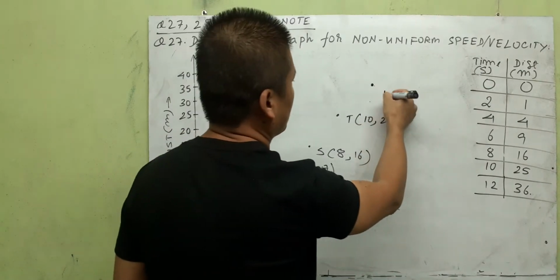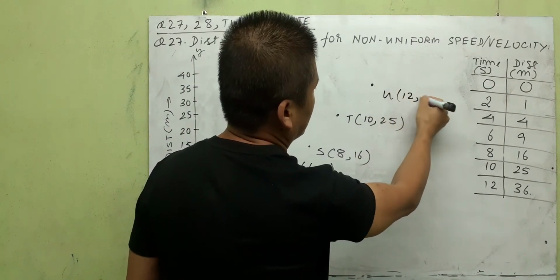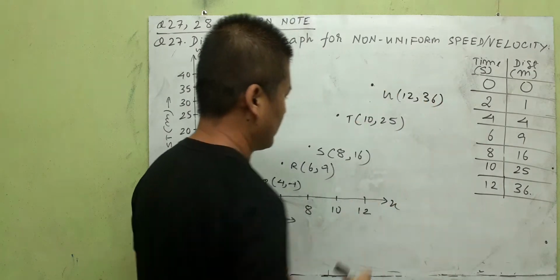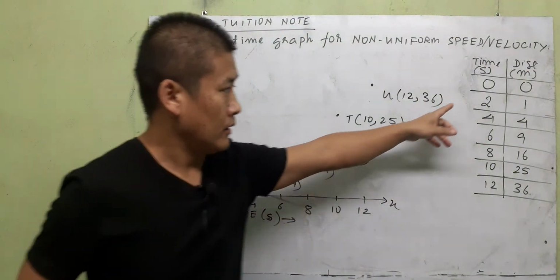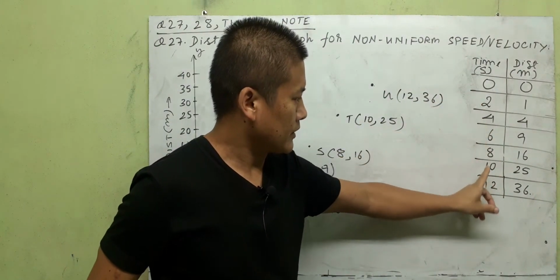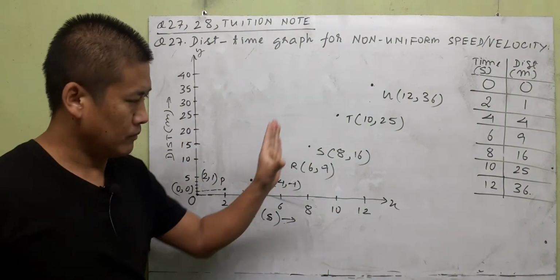So this is the U, let us say. After 12 seconds, covering a distance of 36. Like that, we'll write the coordinates. 1, 2, 3, 4, 5, 6, 7 coordinates are there for us to plot, right?